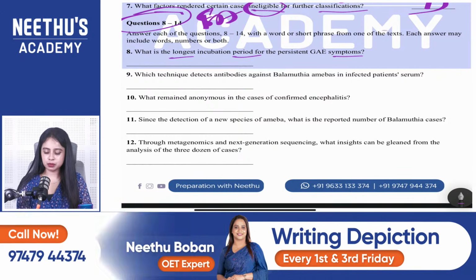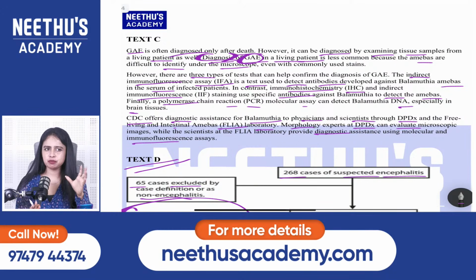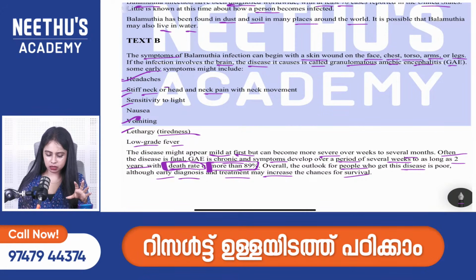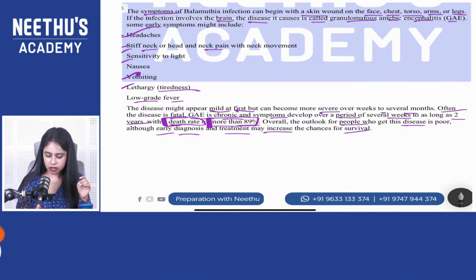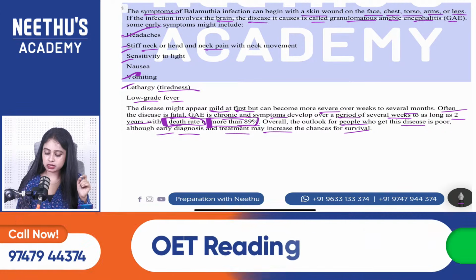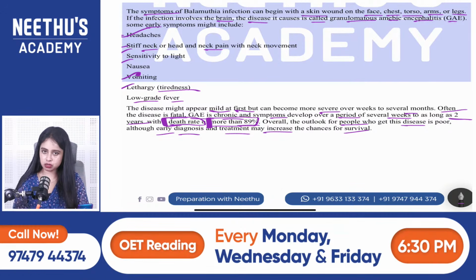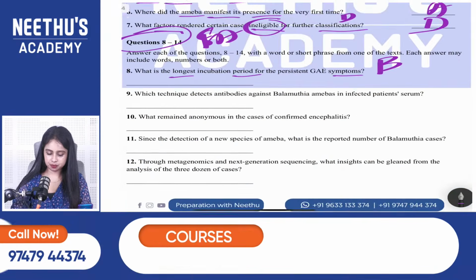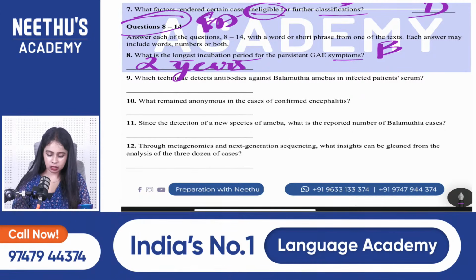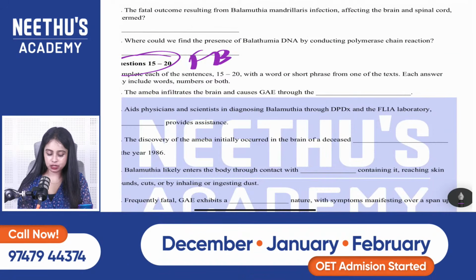Incubation. Symptoms. So symptoms are mentioned in text B. And period means some kind of numbers definitely will be there, right? So I'm just searching for numbers here, first, second line, and a lot of symptoms are mentioned. And here some numbers, see: develop over a period of several weeks to as long as 2 years. So what is the longest period mentioned here? 2 years, right? So my answer is 2 years. Okay, what answer did you get? 2 years. It is not year, it is years. So don't write 2 year, it is 2 years.